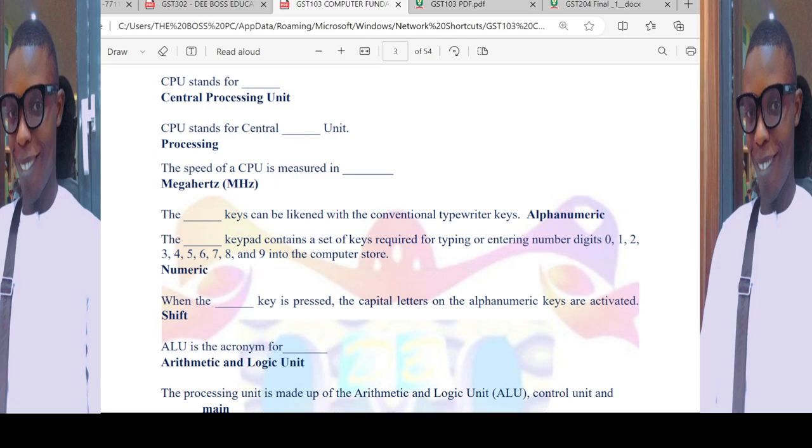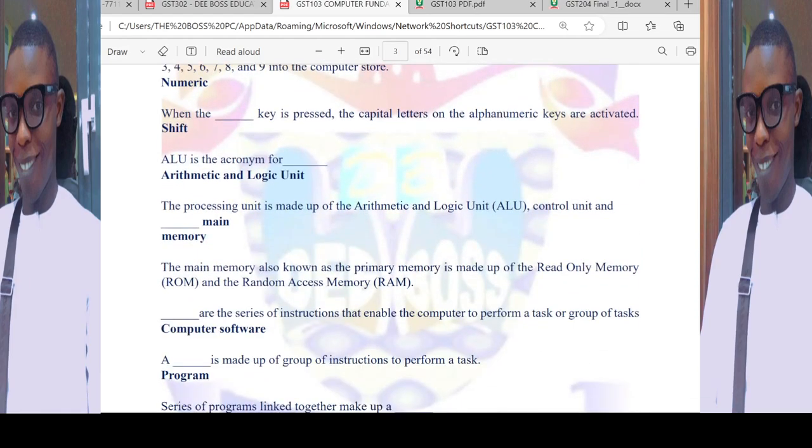All right, the alphanumeric keys can be likened to the conventional typewriter keys, and the numeric keys contain a set of keys required for entering number digits. So the numeric keys are used for entering just numbers. When the shift key is pressed, the capital letters on the alphanumeric keys are activated. How is this possible? It is only possible when you go to the caps lock. When the caps lock is turned off, that is when the shift key will activate capital letters. If the caps lock is turned on, the shift key will activate small letters.